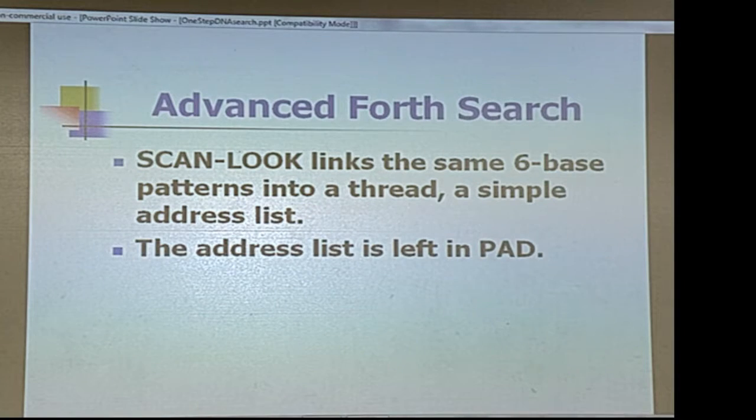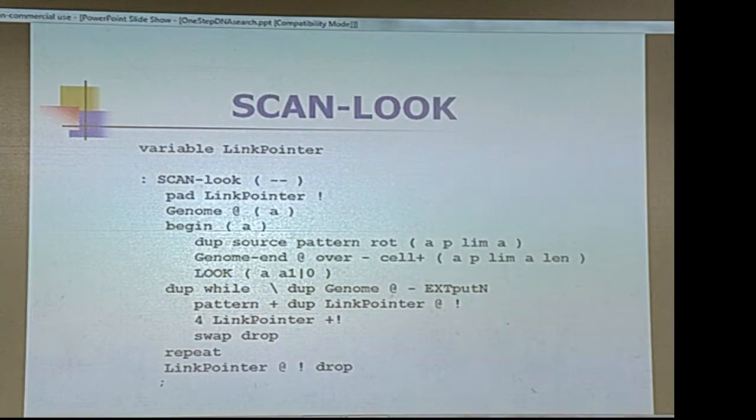And from these addresses, I can do the comparison. So the scan look just goes out and produces an address file, which identifies all the locations where the particular 6 base pattern occurred. Okay, and the address is left in pad, so I didn't do any array or anything, just save it in pad, which can be reused as many times as you want.